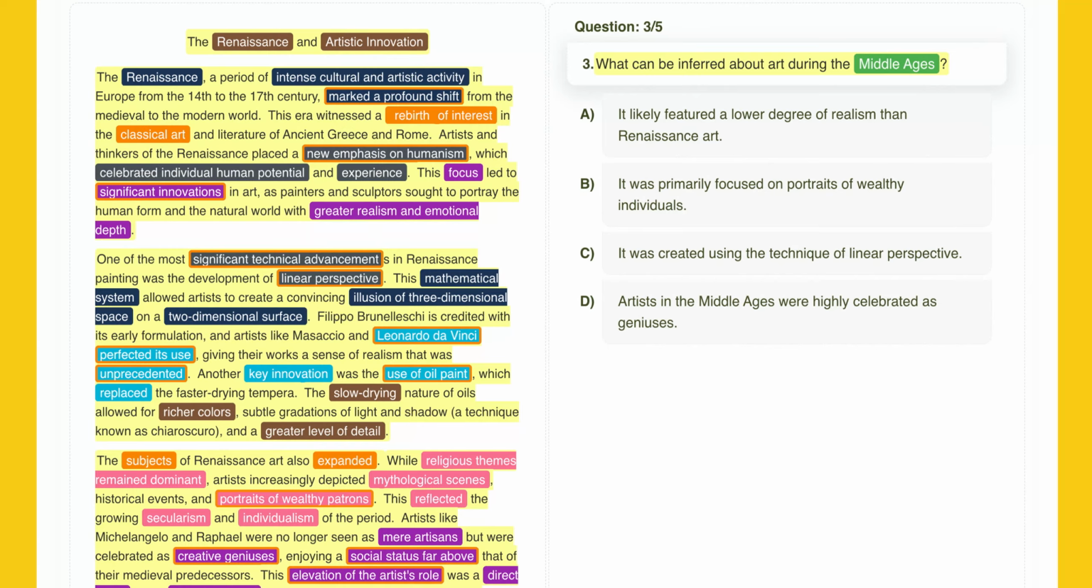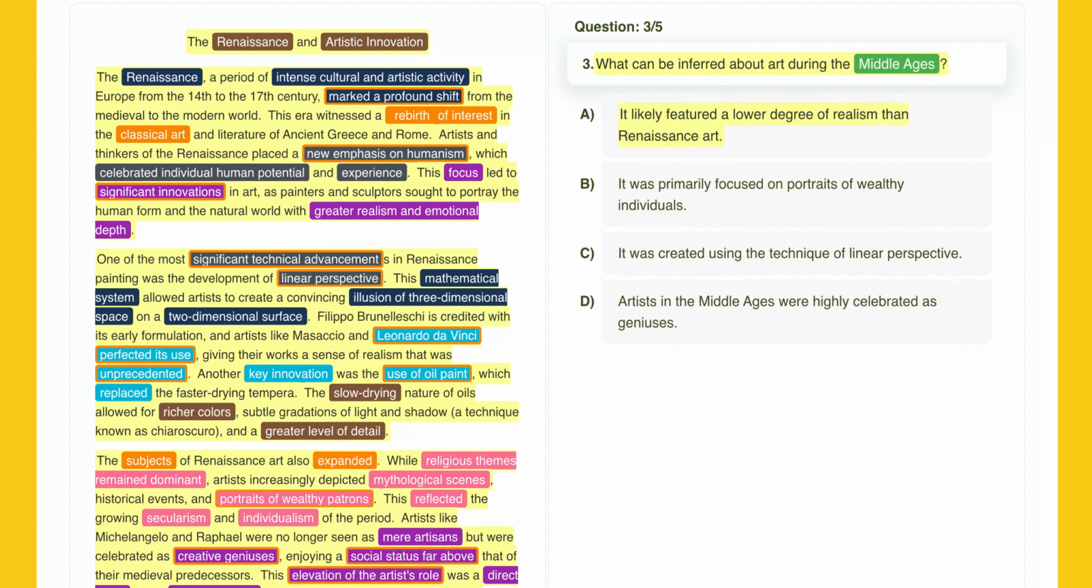The passage says the Renaissance was a profound shift from the medieval world. Specifically, it mentions greater realism, and that Renaissance artists had a status far above their medieval predecessors. If the Renaissance was greater, what does that say about the Middle Ages? Let's evaluate option A together. It likely featured a lower degree of realism than Renaissance art. This is a solid inference.